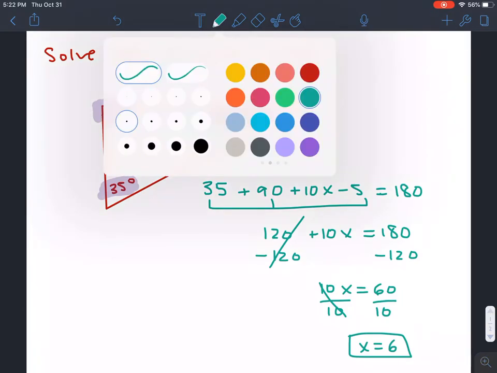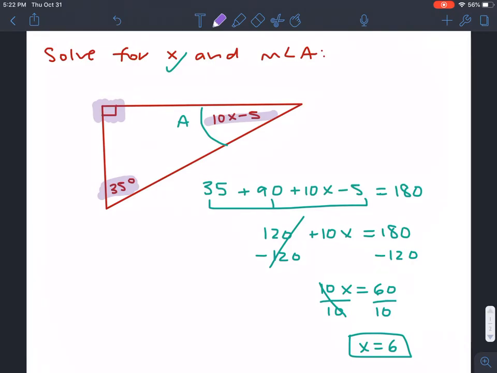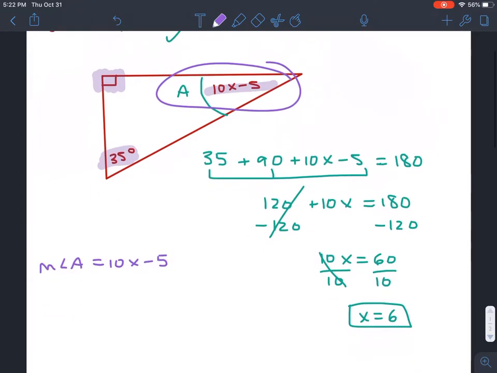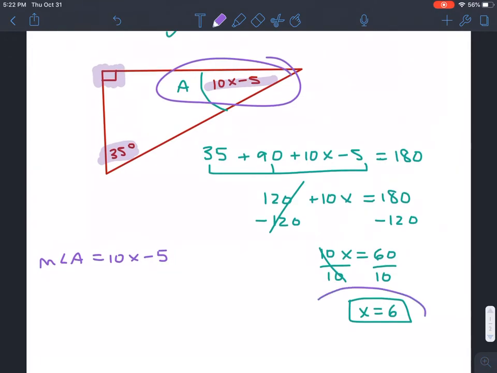Now I am asked to find the measure of angle A. So the measure of angle A is 10x minus 5. I then use that and the x value I just solved for to solve for A. So A is going to be 10 times the x value, so 10 times 6 minus 5. 10 times 6 is 60 minus 5. So the measure of angle A is 55 degrees.